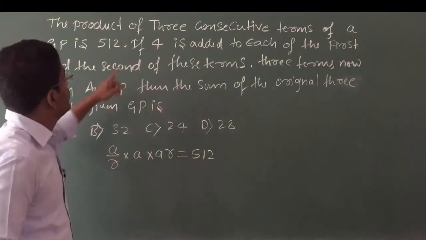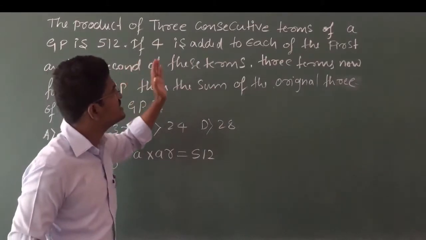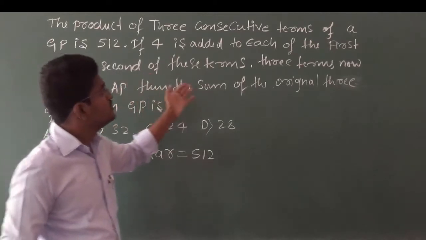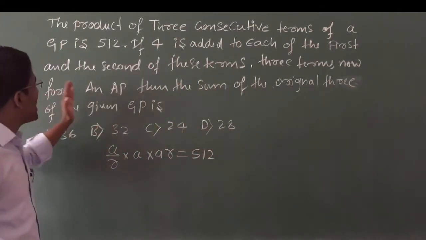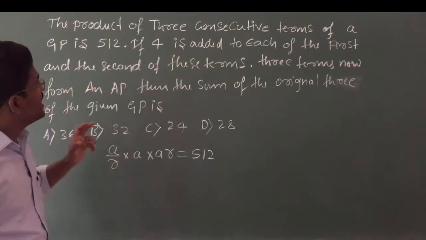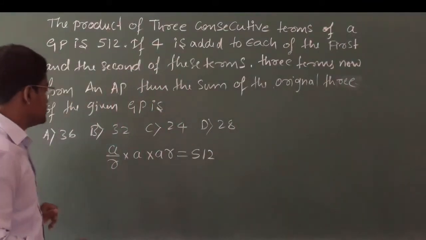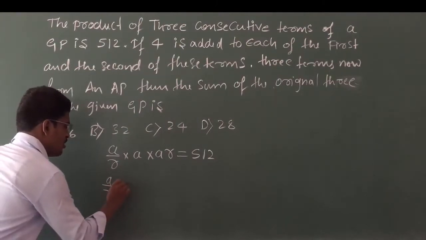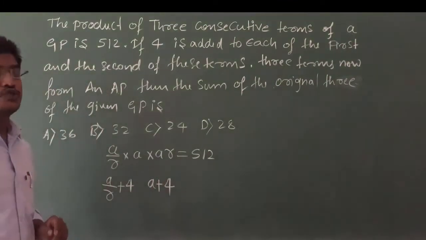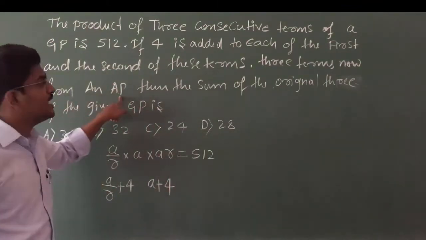Next, if 4 is added to each of the first and second of these three terms, then the three terms now form an AP. That means 4 has to be added to the first and second of these three terms, that is A by R plus 4, A plus 4. Now this forms an AP.